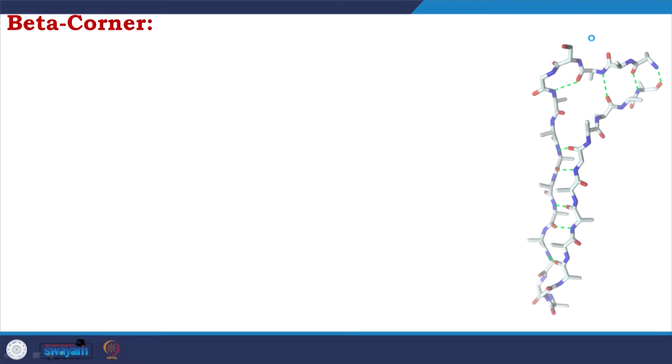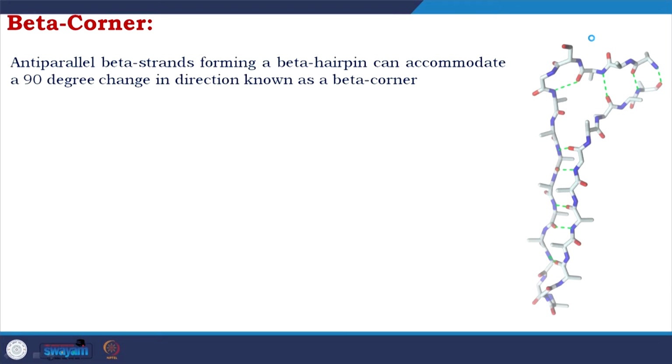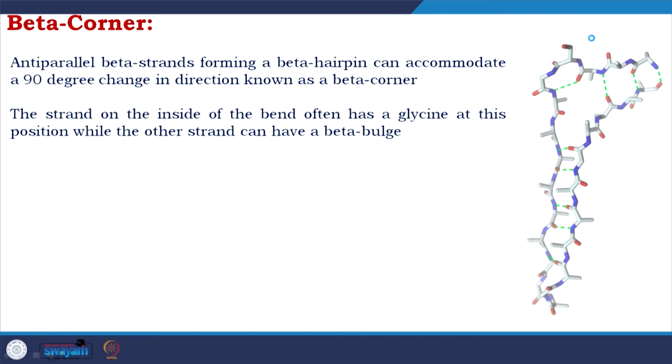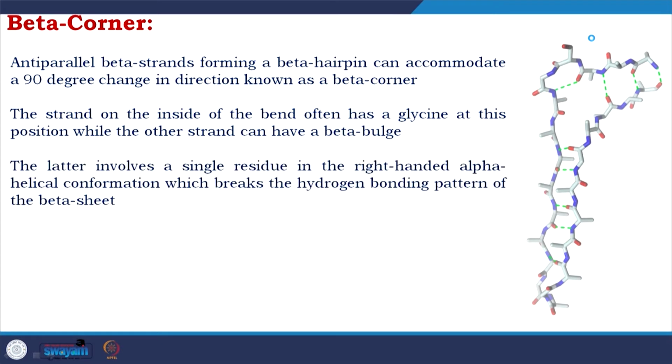Coming to the other one, which is called beta corner. Anti-parallel beta strands forming a beta hairpin can accommodate a 90-degree change in direction known as beta corner. If you see, there is a 90-degree change in the direction. The strand on the inside of the bend often has a glycine at this position, so that the flexibility comes, while the other strand can have a beta bulge, the extension. The latter involves a single residue in the right handed alpha helical conformation, which breaks the hydrogen bonding pattern in the beta sheet and helps it to turn.